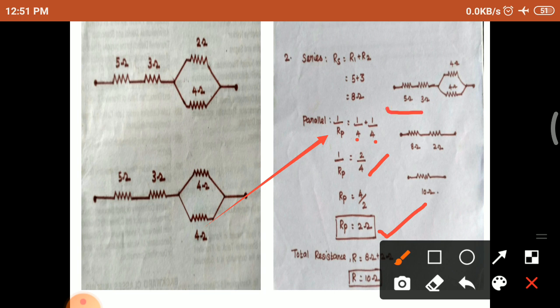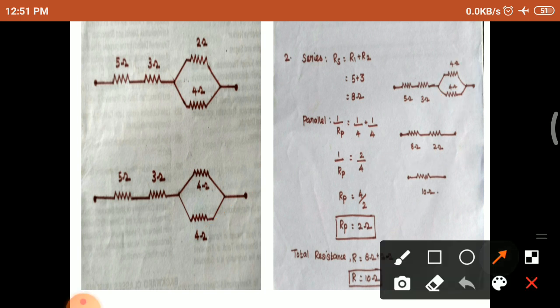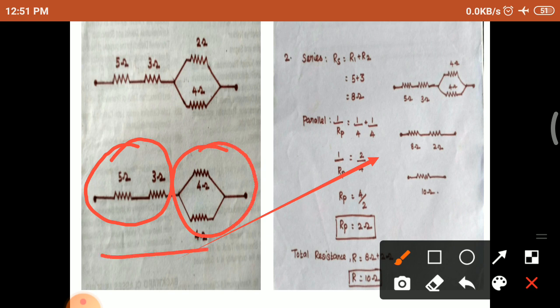So instead of 5 ohm and 3 ohm, we get 8 ohm. For this parallel combination, we got 2 ohm. So here 8 ohm and 2 ohm are connected in series. So the total resistance R is equal to 8 ohm plus 2 ohm is equal to 10 ohm. Do you understand how to calculate the equivalent resistance for this combination? First you have to calculate for series combination, then parallel combination. The final is series.